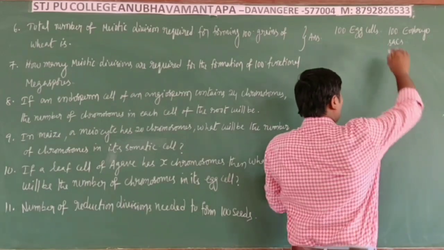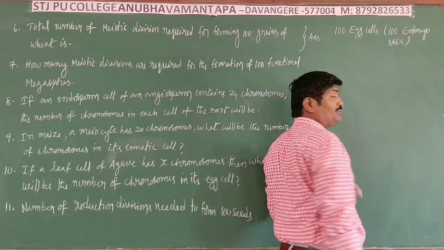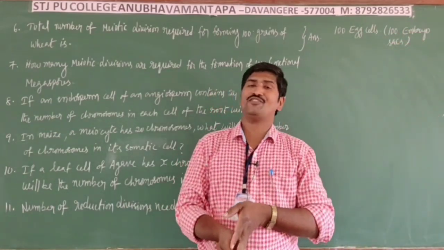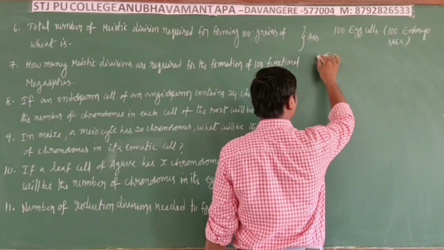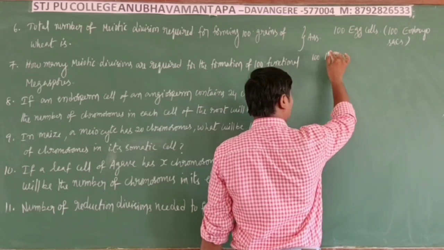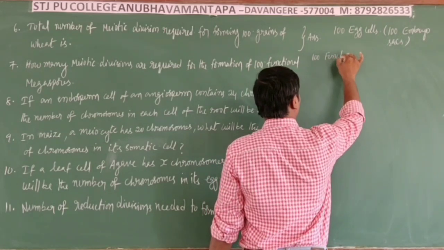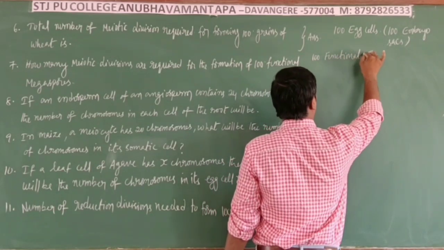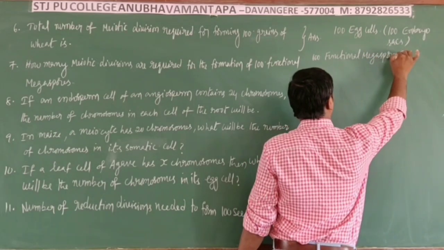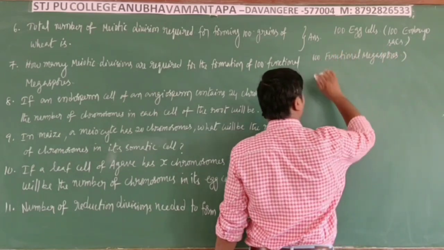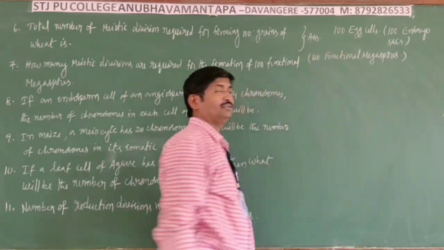Even 100 embryo sacs are developed from one functional megaspore each. That's why, how many functional megaspores are required? 100 functional megaspores. It is very important.